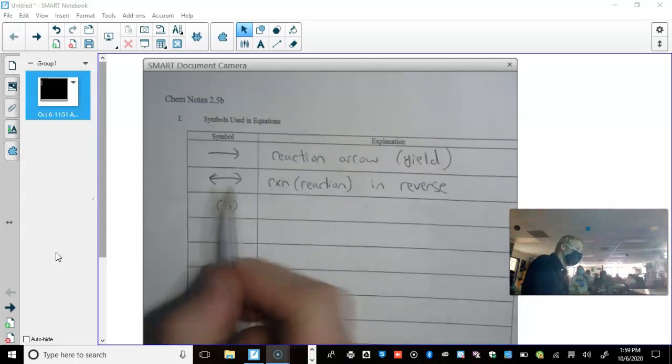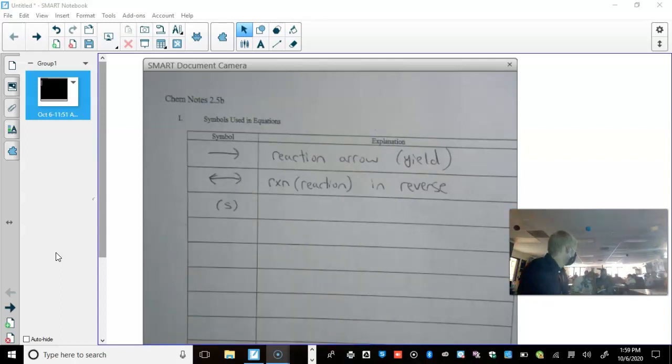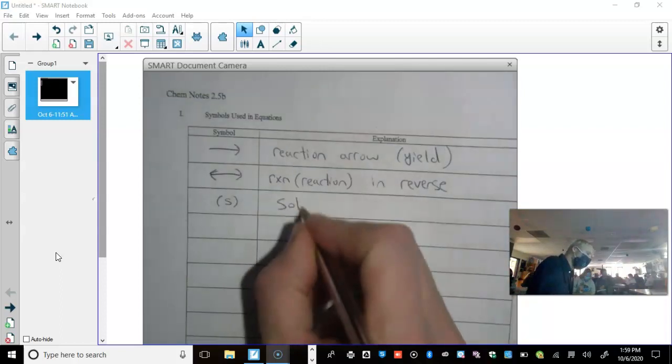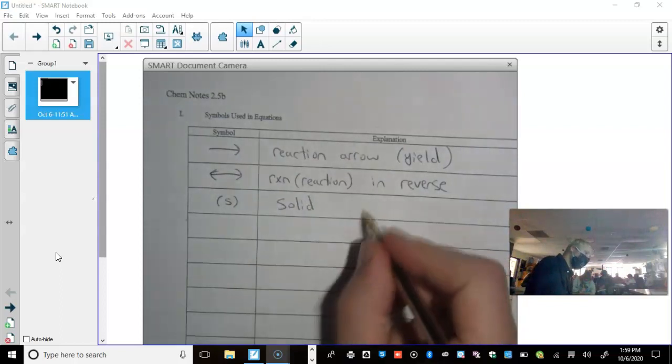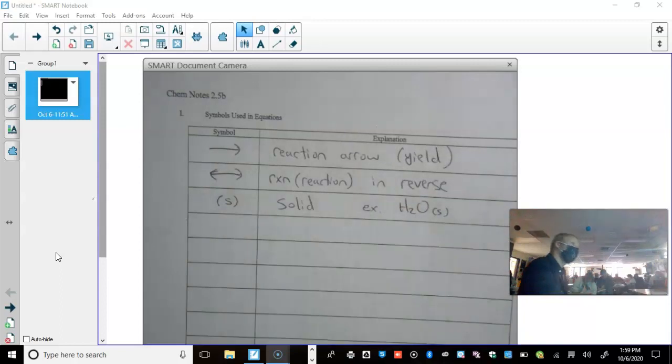So we're not really going to be seeing this reverse equilibrium symbol. You got to wait till AP or IB Chem before we do that. All right, S means solid. This is the solid state of matter. An example would be H2O(s), meaning that's ice, solid.